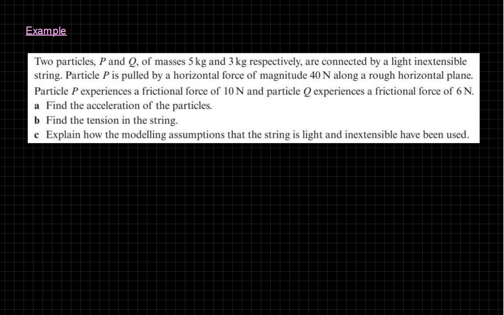The reason those words are important is because the word light means that the string has no mass, which means that the total mass of the whole system is going to be 5 plus 3, 8 kilograms. And that simplifies our calculations when the string has no mass. And it will always be the case that the string has no mass.